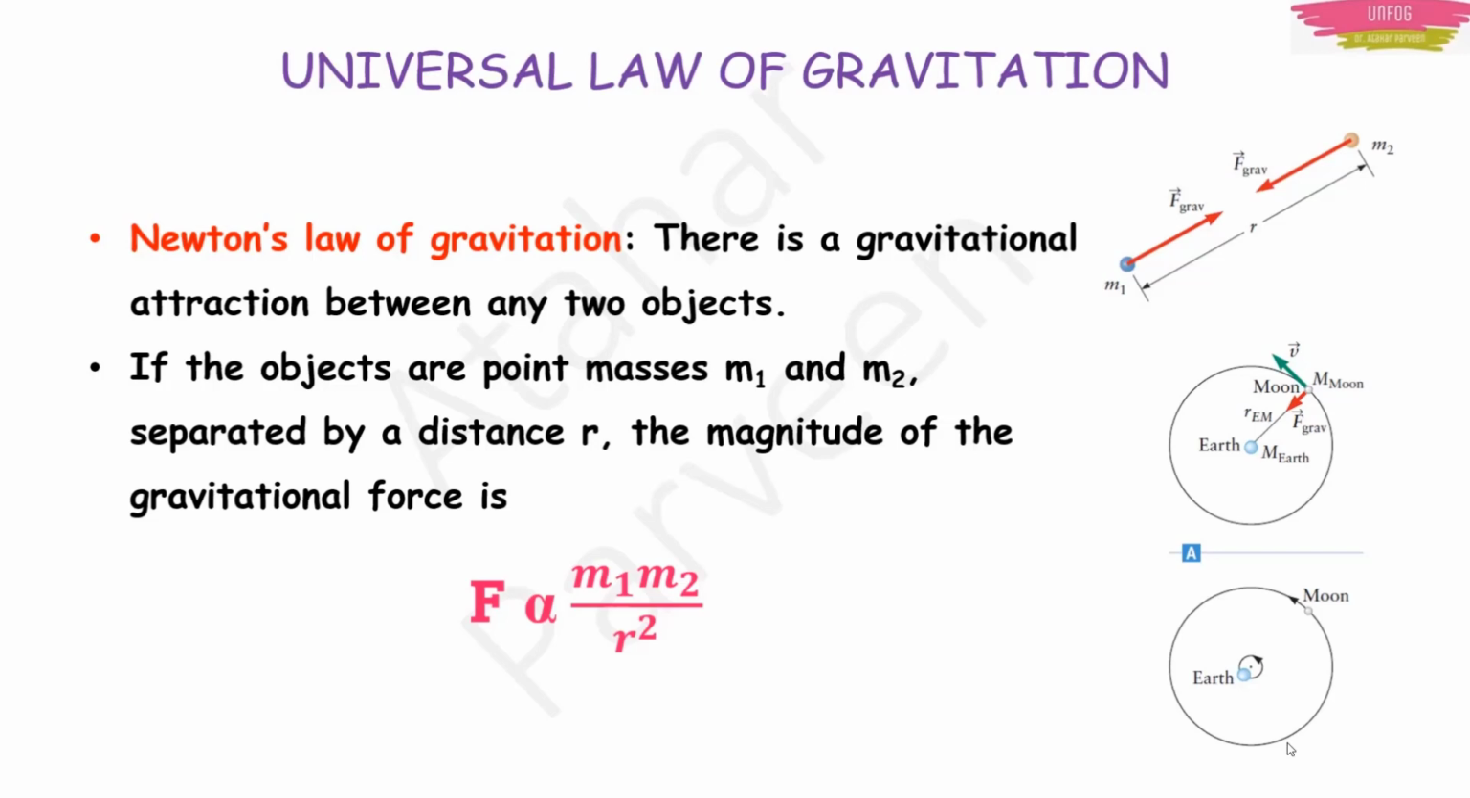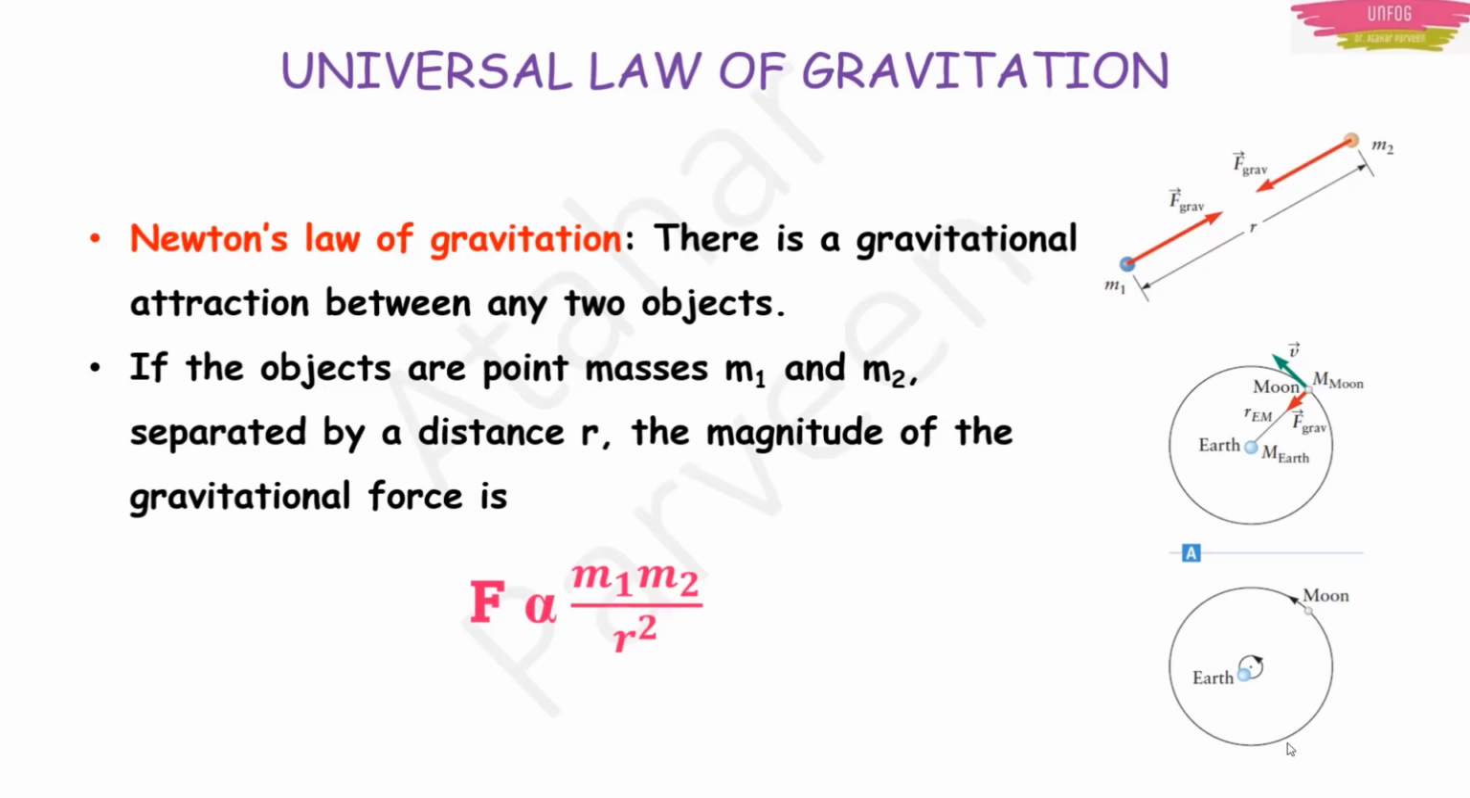It says that there is a gravitational attraction between any two objects. Say these objects are of masses m1 and m2, and they are separated by a distance of r. Then the magnitude of the gravitational force between those two objects, denoted by capital F, is directly proportional to the product of the masses of those two objects and inversely proportional to the square of the distance between them.